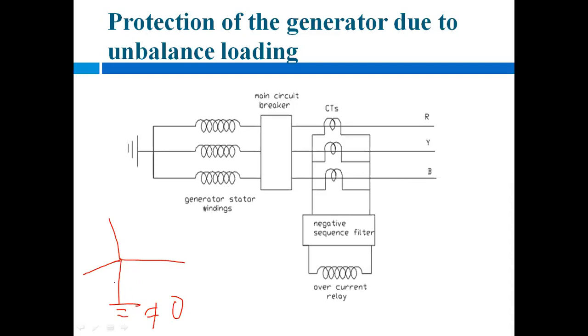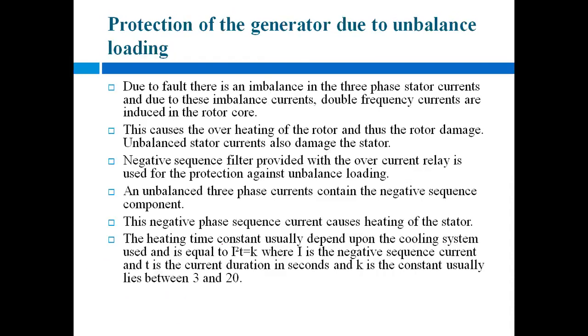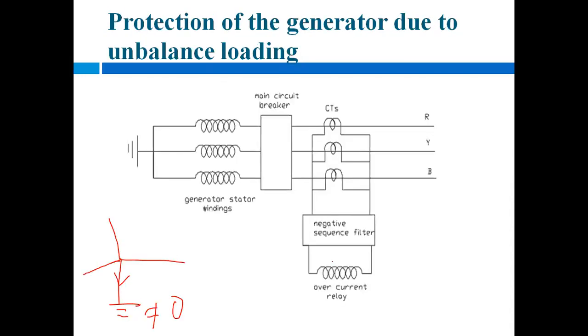Why do we do earthing? If any fault occurs, that fault current will flow through the neutral towards the earth, right? That's why we do the earthing. So your system becomes unbalanced here.